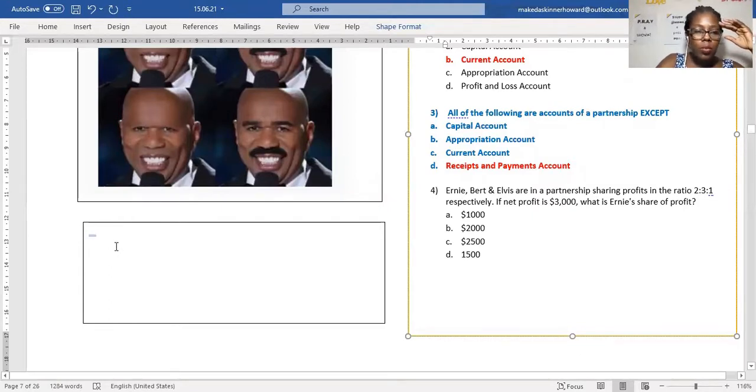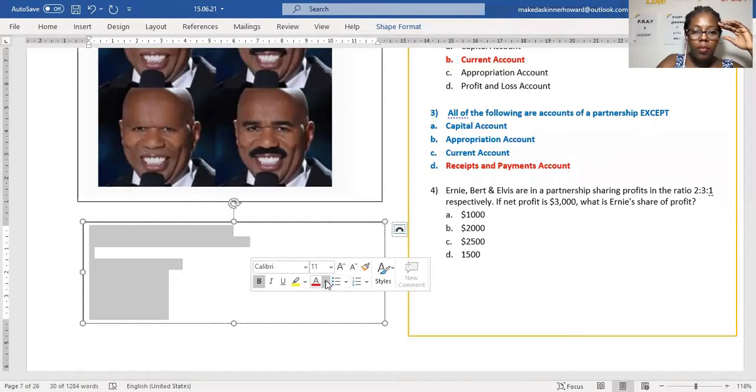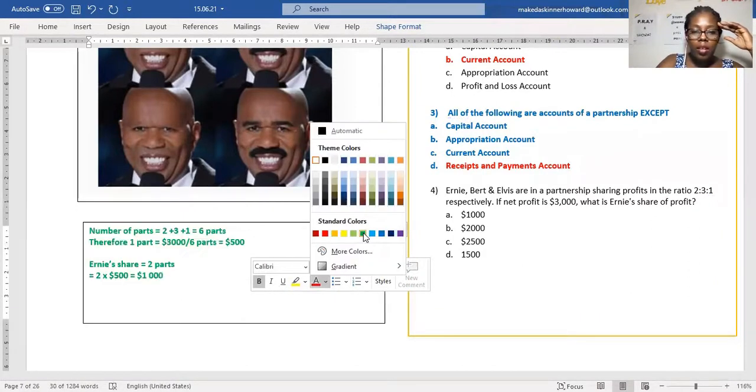And let me go across to the working that I did. I'll put that in a different color.